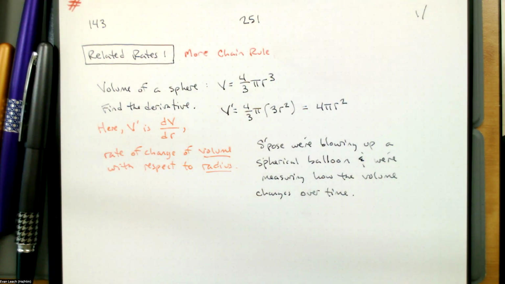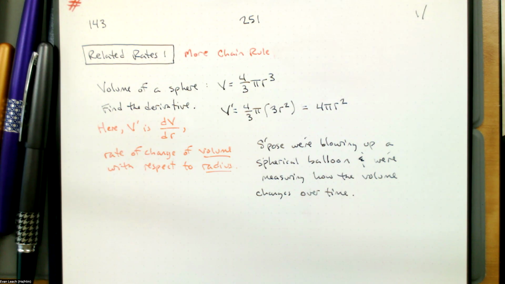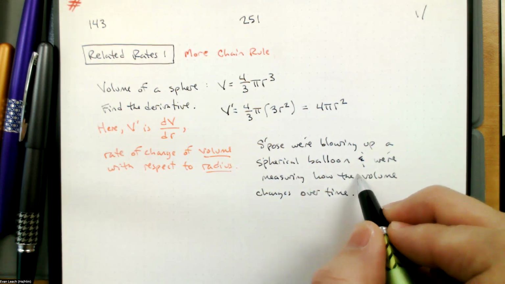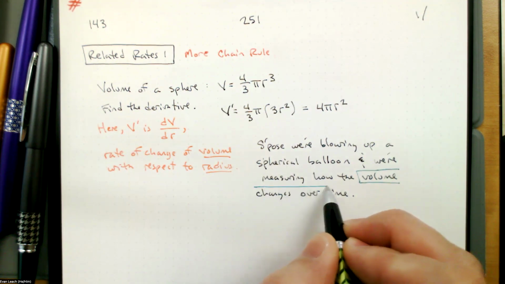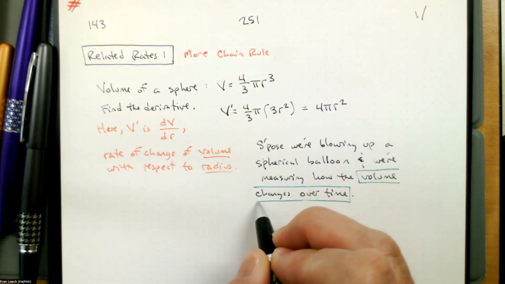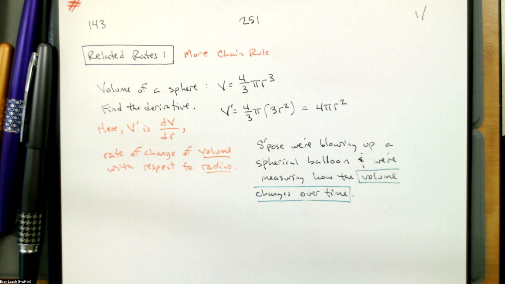Let's suppose that we're blowing up a spherical balloon. The volume is changing. We're putting air into the balloon, and the balloon starts expanding. What we want to be able to do is look at this expression, how the volume changes over time. And here is a question about how the volume is changing with respect to time. What is the derivative of the volume with respect to time?